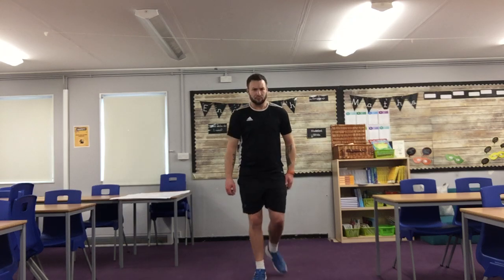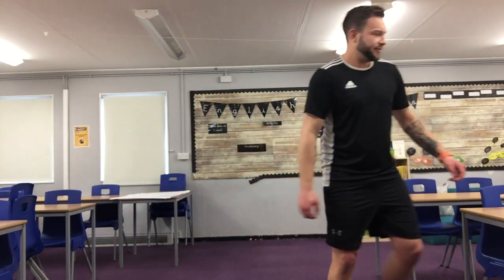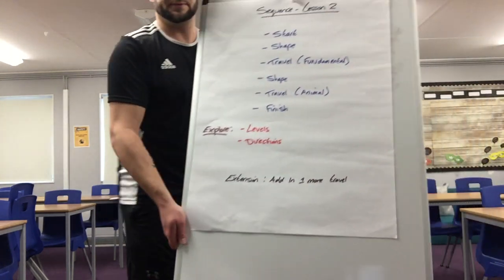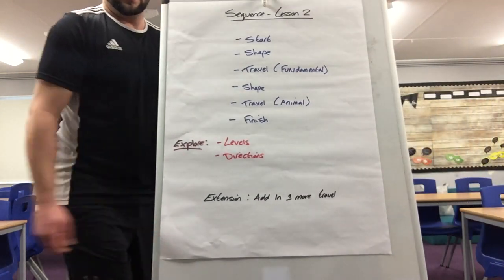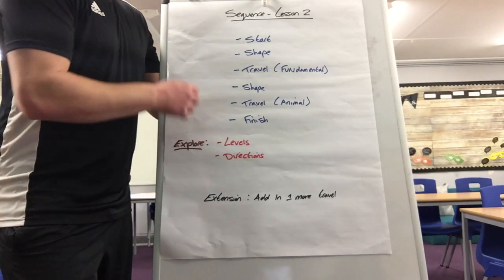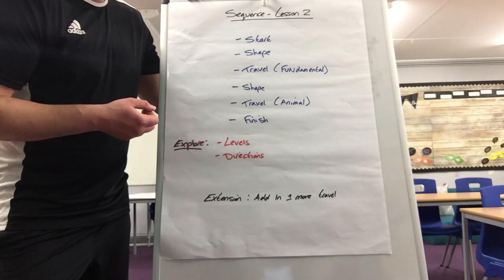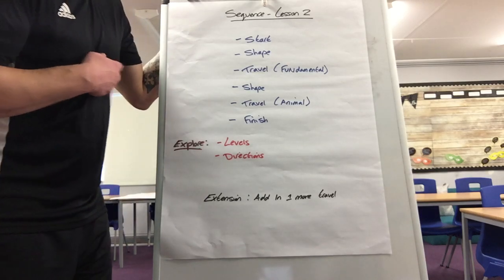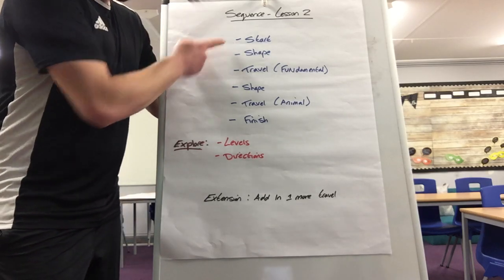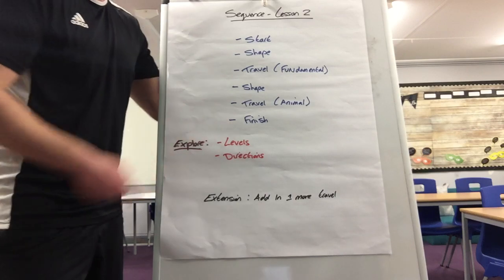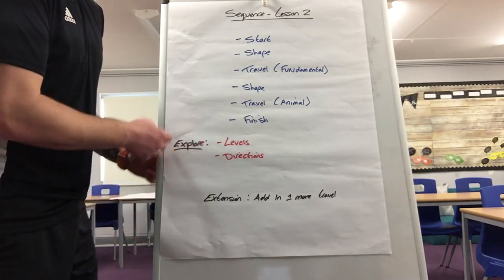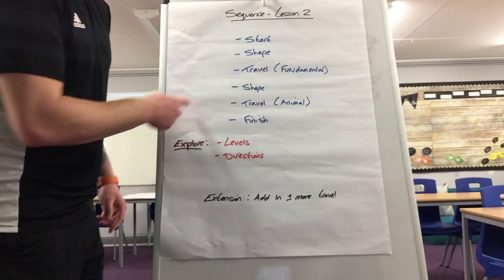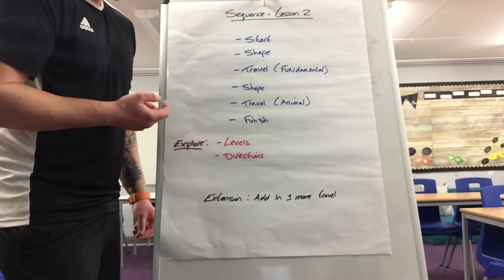Okay, hopefully you've explored those. So, let's look at the board again. Okay, so on our board, we're at the end of lesson 2. So we now should know how to create a sequence, what a start and a finish of a sequence looks like. We should also know some shapes, 5 that we learned as gymnastic shapes and some which you created.